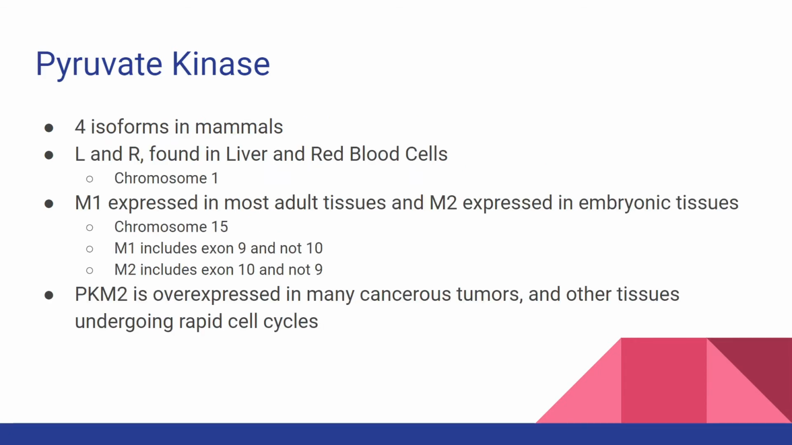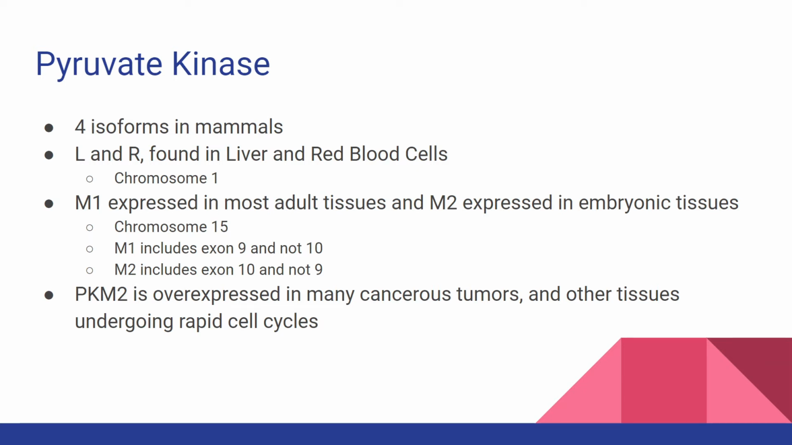Pyruvate kinase is known to have 4 isoforms in mammals. An L and R form, which are found in liver and red blood cells, is located on chromosome 1. An M form, which is then also divided into M1 and M2, is located on chromosome 15. The difference between M1 and M2 is that they are splice variants.